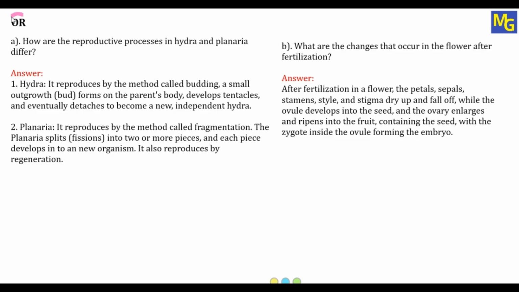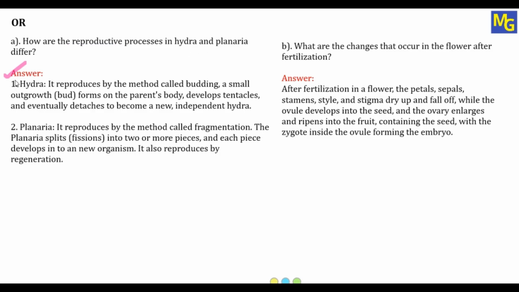Now we will see the OR option from this question. This OR option again has A, B and C sections. So we will see the A section first. How do the reproductive processes in Hydra and Planaria differ? In these two animals, we can see asexual reproduction, and we have to explain how this asexual reproduction is different in both.